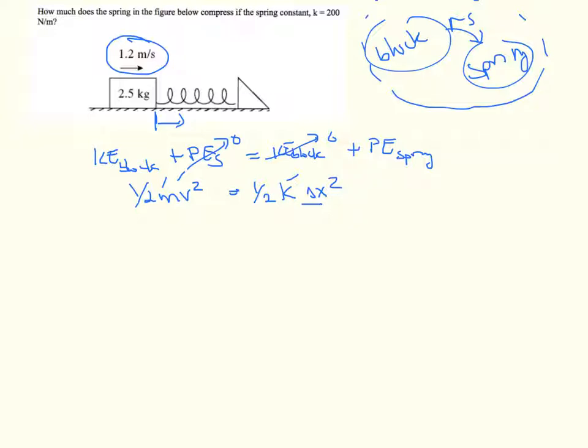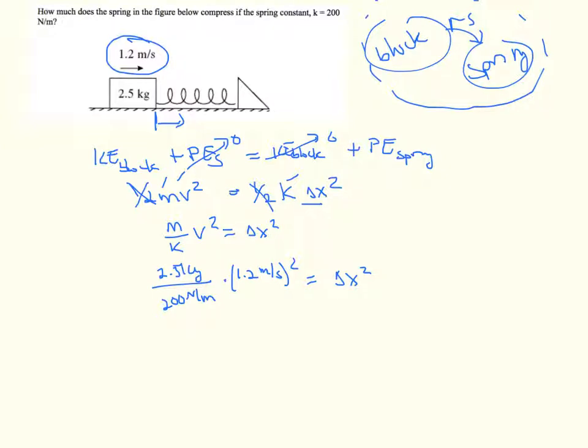First I'll notice that I can cancel out these 1/2s, like it's common with a spring problem. Solving for delta x, I get m over k times v squared is equal to delta x squared. Now I'm just going to plug in some numbers. My mass here is 2.5 kilograms, my k value is 200 newtons per meter, times my velocity of 1.2 meters per second, and I'm going to remember to square that, and that's going to leave me delta x squared. So let me plug that into my calculator.